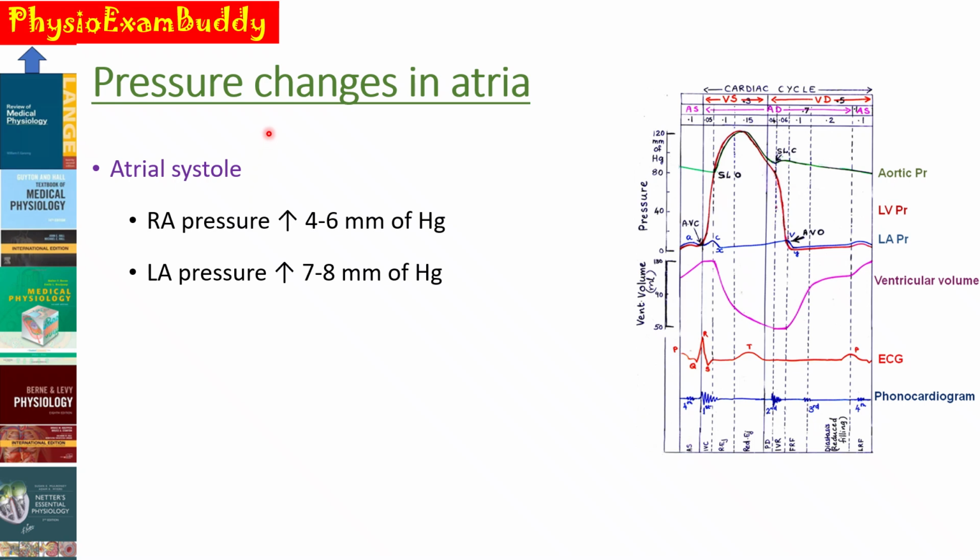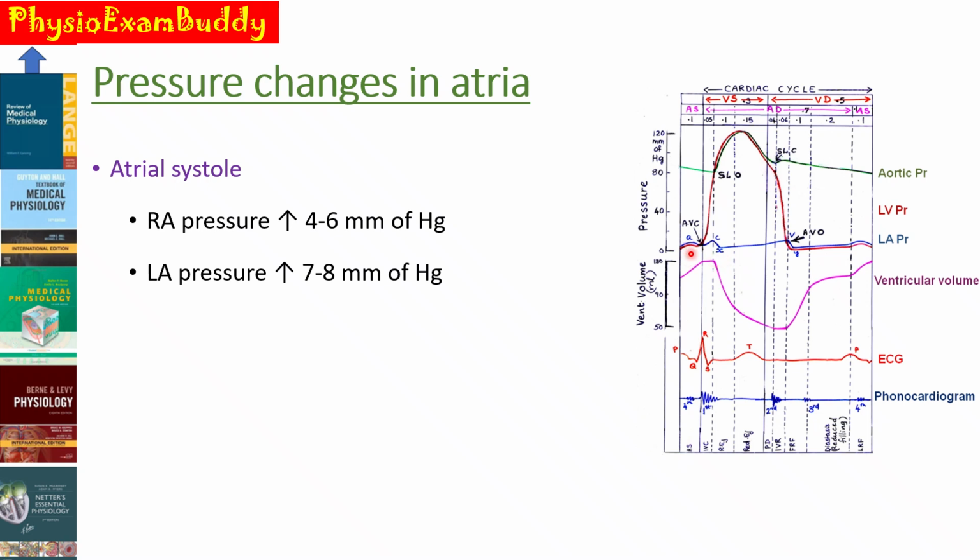First, about the pressure changes in the atria. Hope you all are thorough with the Wiggers diagram from the first video. So, during atrial systole, what happens to the pressure in the atria? This left atrial pressure is represented by the blue line in this diagram.